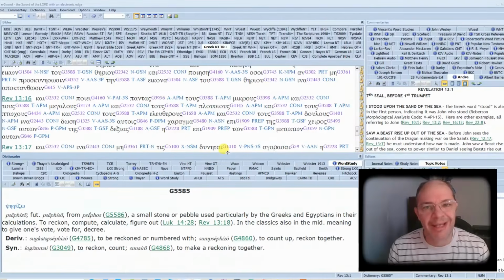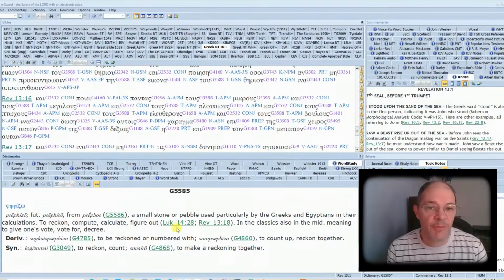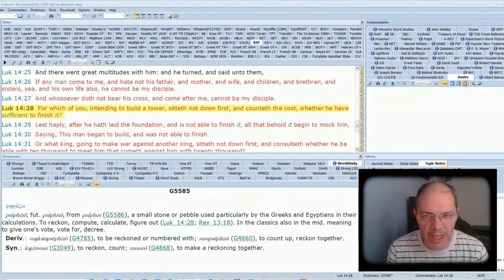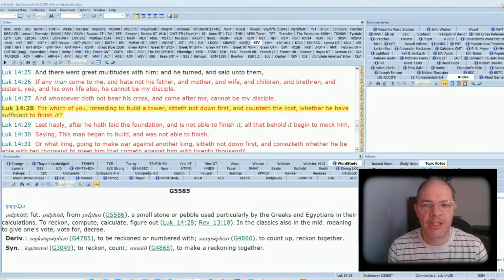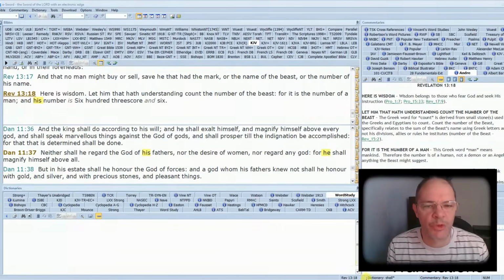Number 2, the word count literally means a small stone or pebble used particularly by the Greeks and Egyptians in their calculation. It's an act of calculating or working out numbers. And so numbers are associated with the name. This word is also used in Luke 14 verse 28. And this is what it says: "For which of you, intending to build a tower, sitteth not down first and counteth the cost, whether he has sufficient to finish it?" So you can see the word count literally means to count, to calculate. There are numbers associated with it.